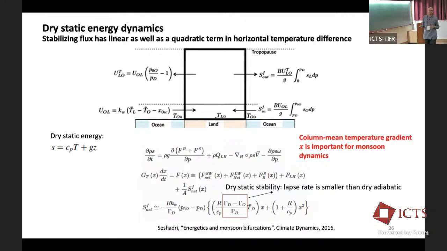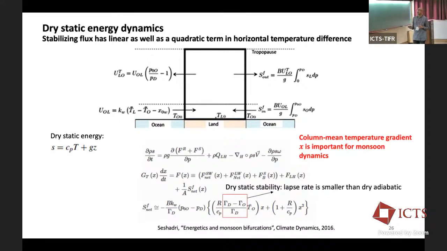Here's the differential form of the dry static energy balance. This is dry static energy. It's basically temperature plus height, right? It's a measure of height and a measure of geopotential. g is gravity, c_p T is a measure of temperature. And we integrate over this volume to get an evolution equation. This is a one-dimensional ODE.